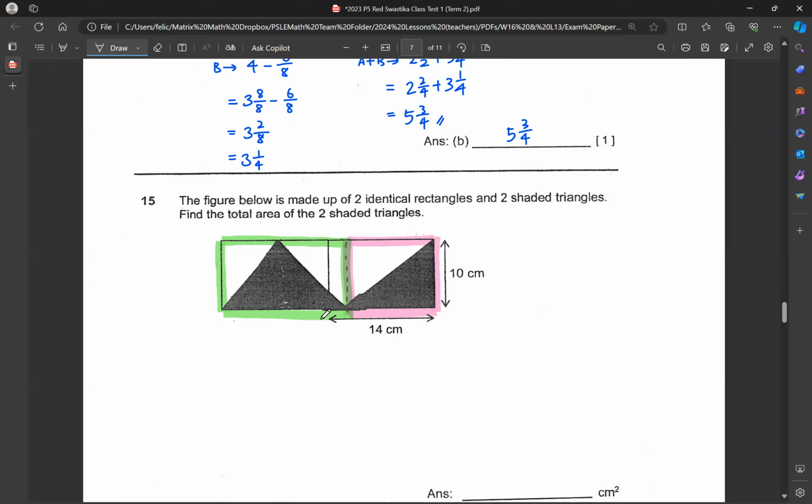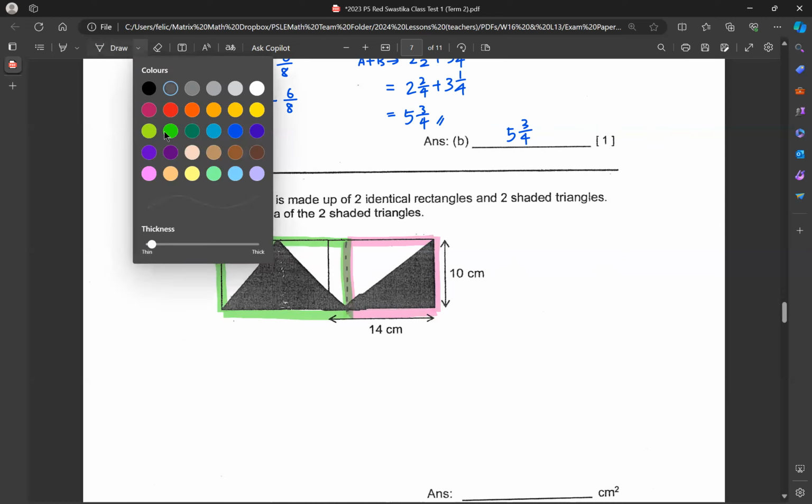Notice that the base is actually the full length of the green rectangle, and the height is actually the full breadth of the green rectangle. Based on the formula half times base times height, I can say that this triangle will be half of the green rectangle. So this is something that we are sure about.